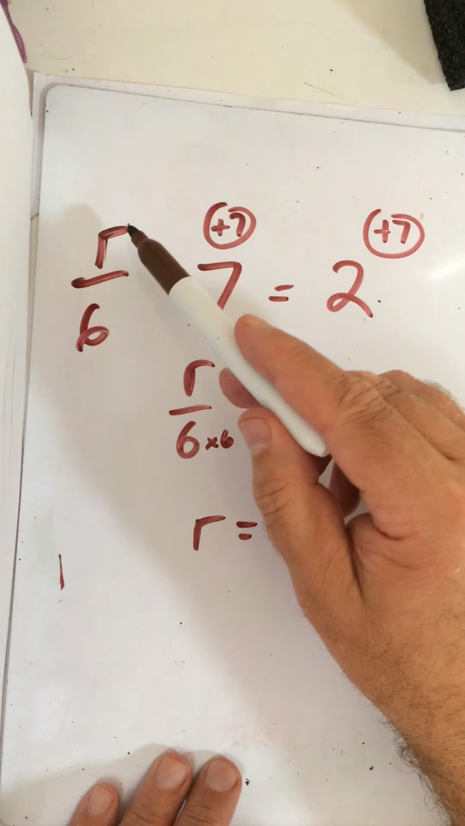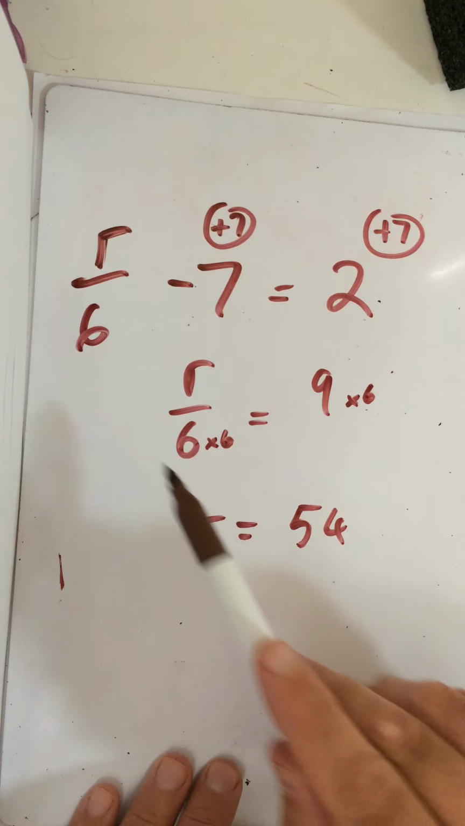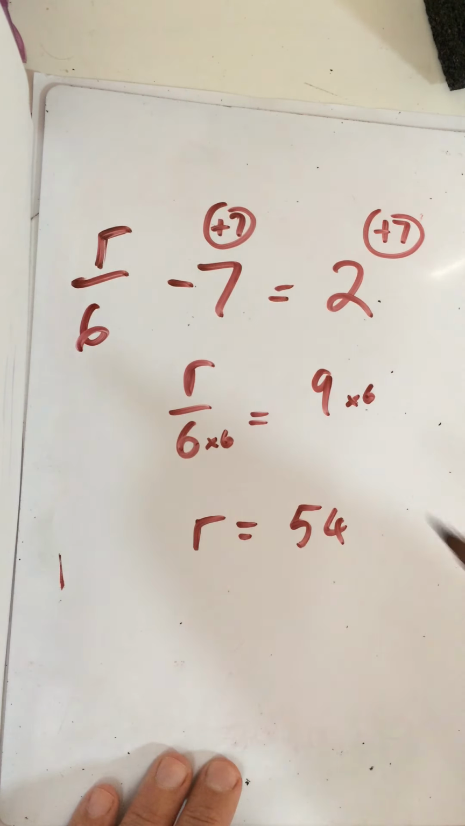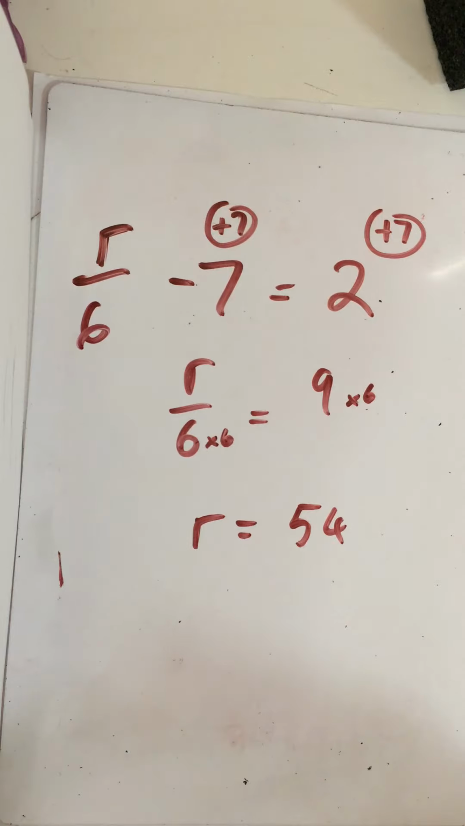Let's just check. 54 divided by 6 is 9. 9 take away 7 is 2. Yeah, it does work out, okay?